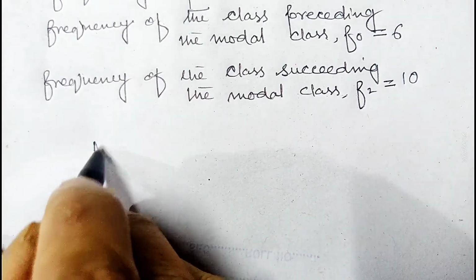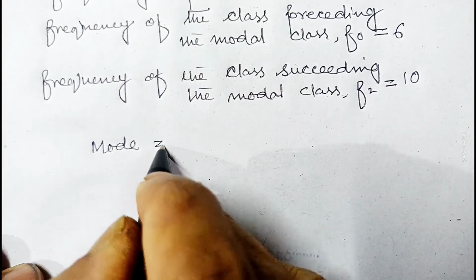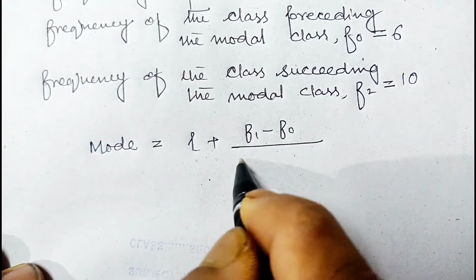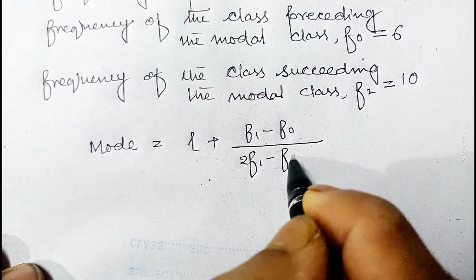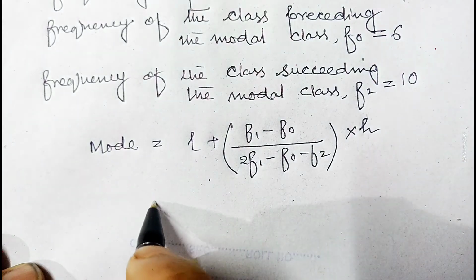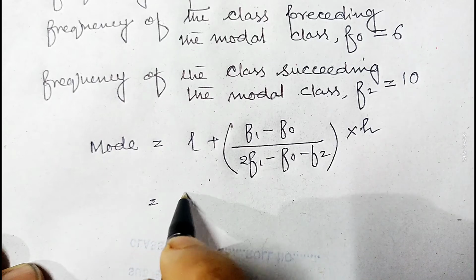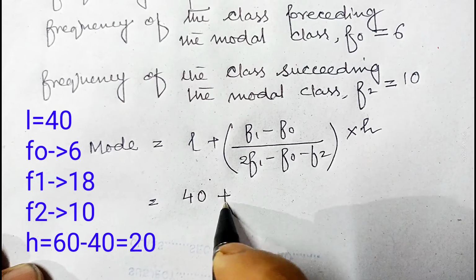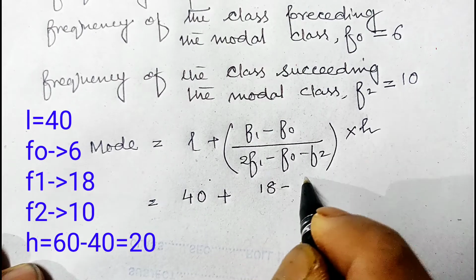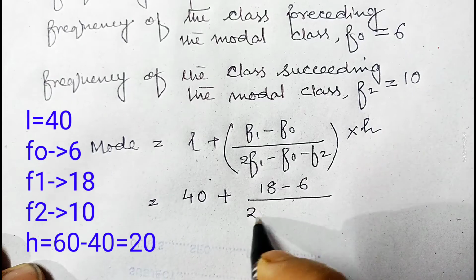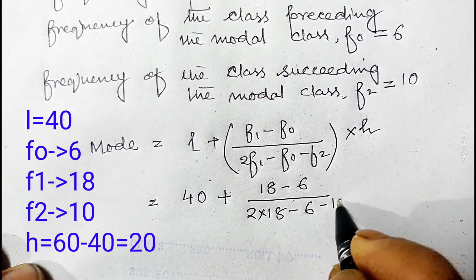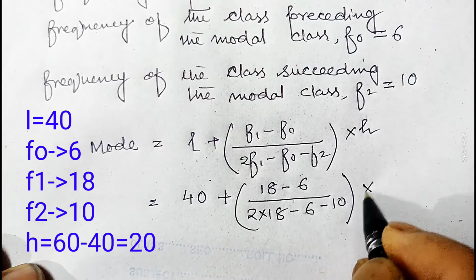Now we know the mode formula. We have to write: mode equals L plus F1 minus F0 over 2 F1 minus F0 minus F2. This one we have to multiply by H. Here L, the lower limit of the modal class, is 40. F1 is 18, F0 we got 6, so it will be 2 into 18 minus F0, which is 6, and F2 is 10. And this we have to multiply by H.